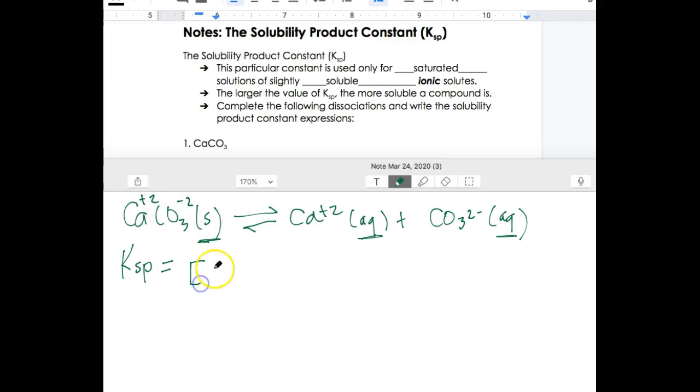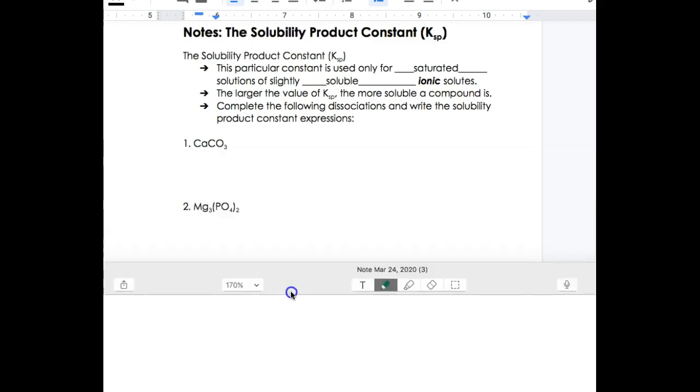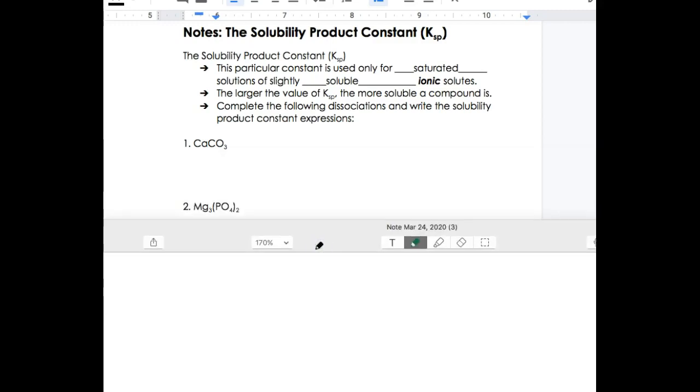So we're going to have the concentration of calcium times the concentration of carbonate. And that would be our KSP expression. That's it. If you want to find what KSP is, you just plug in the concentrations of these ions and then you'll get your K value. The K value again will tell us how soluble this equilibrium reaction really is. Okay, so if you feel comfortable, you can do number 2 and 3. It says to complete the dissociations. So I'm going to do it right here. Hopefully you tried. I would try.